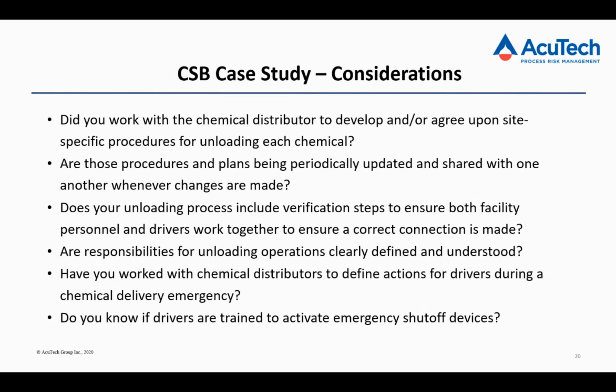Other things to think about that CSB mentioned in their report. Work with your chemical distributor to agree on procedures. Make sure you've looked at that for each of the chemicals and for each of the distributors that you're dealing with. And maintain ongoing discussions with those distributors. If your plans change or your procedures change, make sure that's communicated to the distributor. If they have somehow made a change in their type of equipment, their unloading equipment, hoses or truck pumps or whatever it might be, make sure that they're communicating back with you.